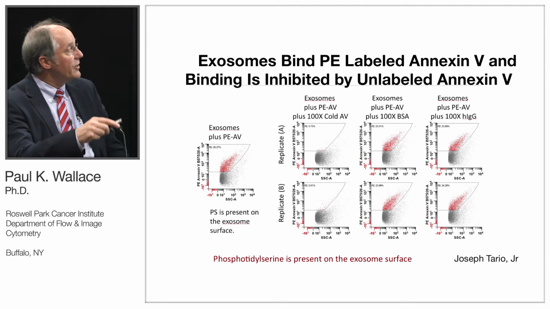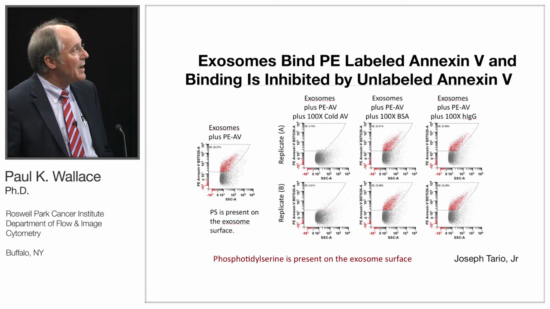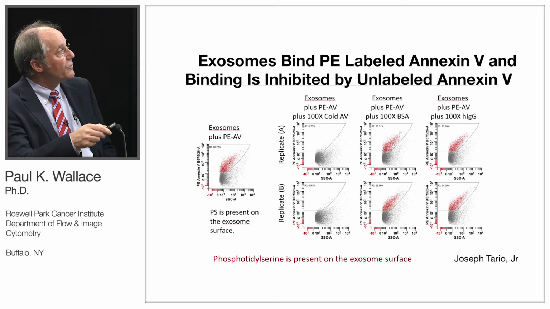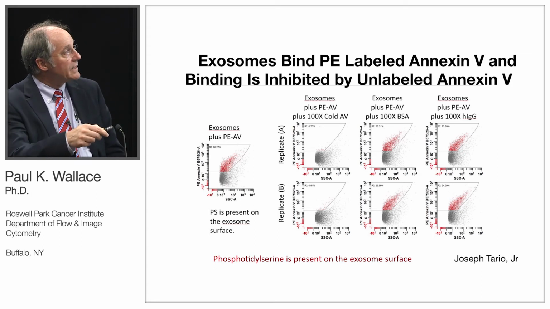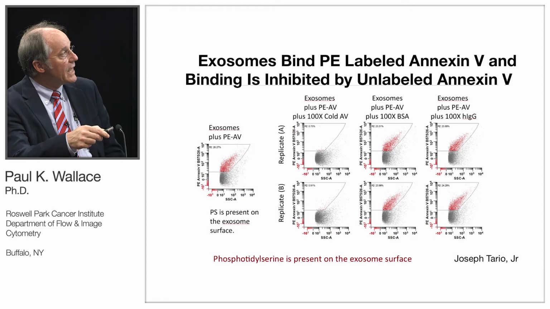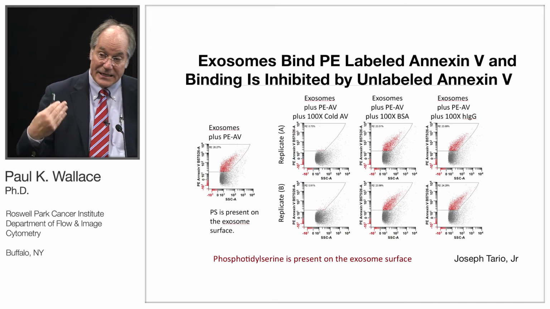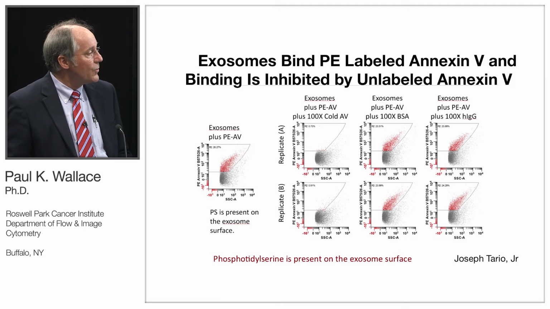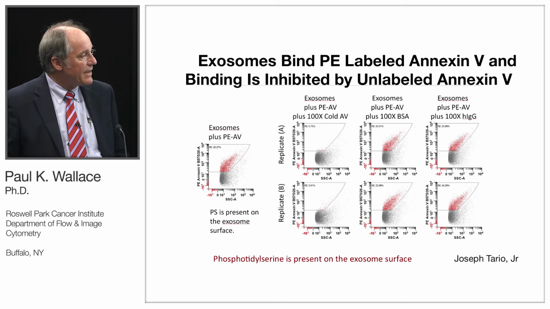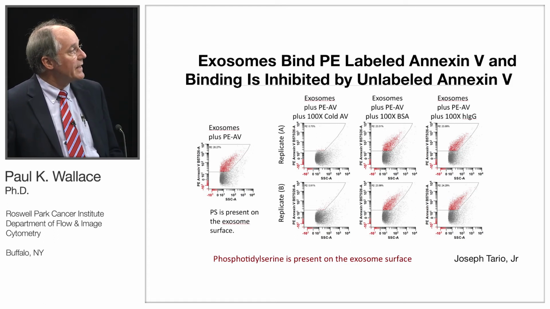So I think you could look at this and say, well, what is that? Is that real or is that not? But the fact of the matter is that if we come in with a cold, unlabeled Annexin 5, it's blocked. But it's not if we use the same concentration of BSA or IgG. So I do think it's real, and when you're down at this level, it's very hard to convince yourself of that. So we concluded that phosphatidylserine is definitely present on the exosome surface, and we've gone on to do some phenotyping of that.